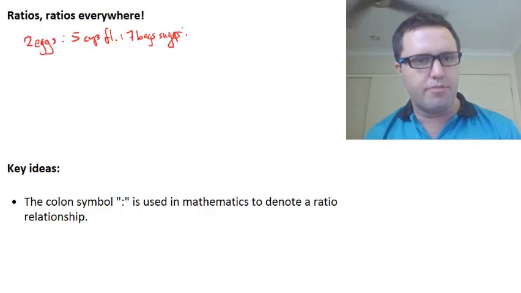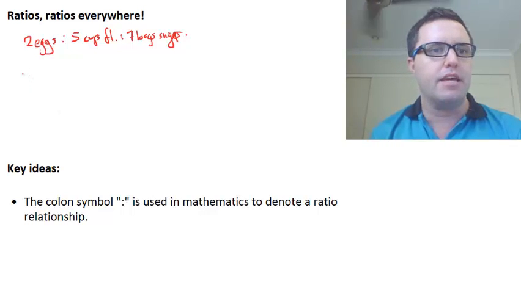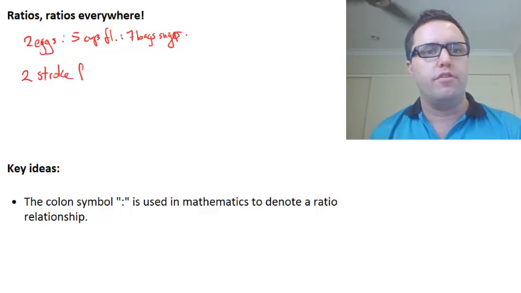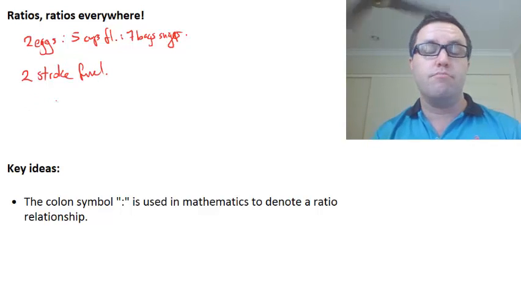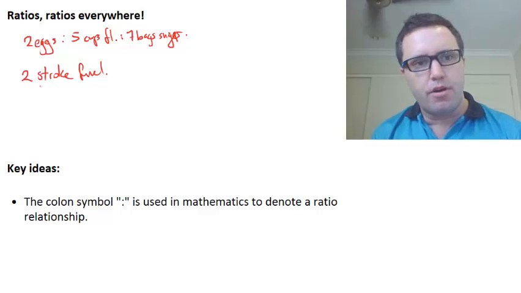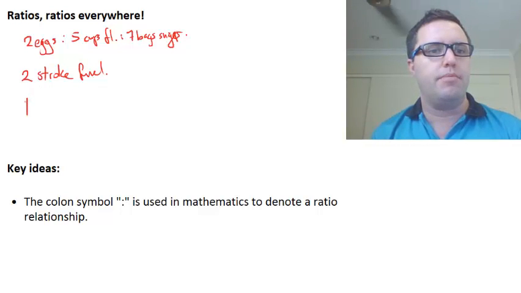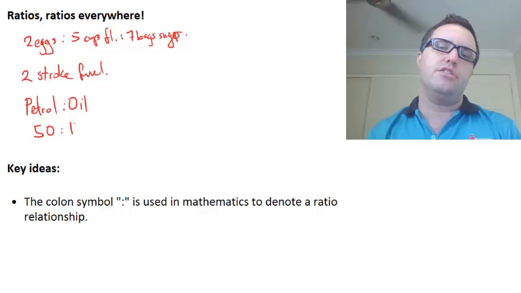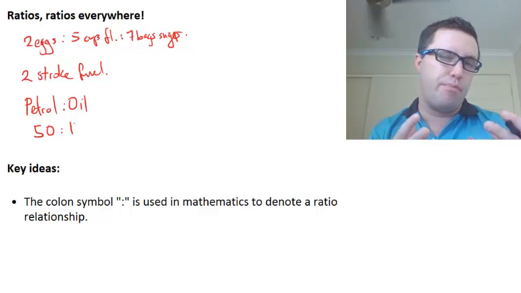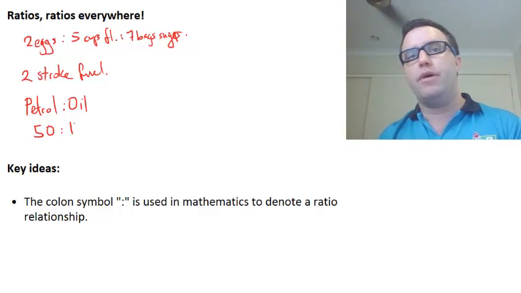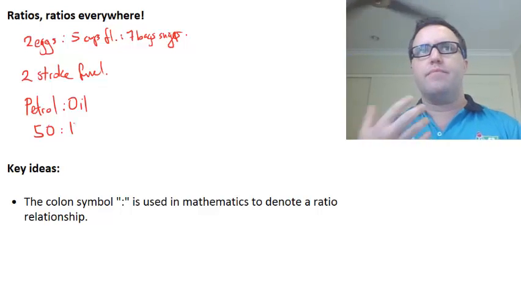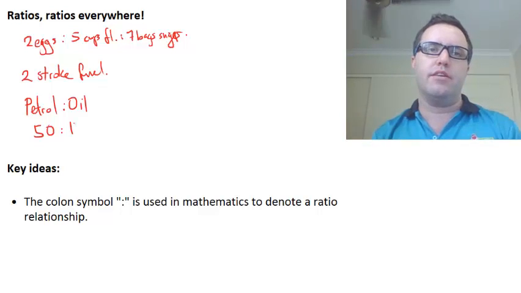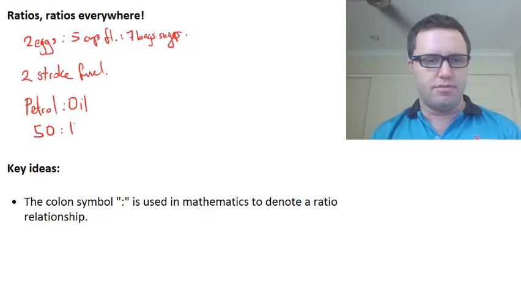Another one to think about is making 2-stroke fuel. You need to mix the fuel in a particular ratio of petrol to oil, and that should be 50:1. That means for every 50 parts of petrol that goes in there, you need 1 part of oil. If that's a bit new to you, you'll get to have a play around with it as we go along.